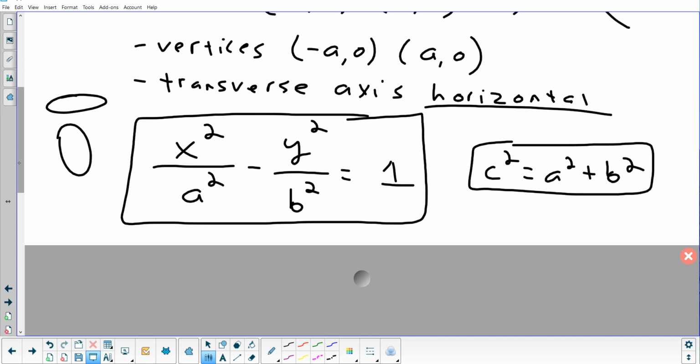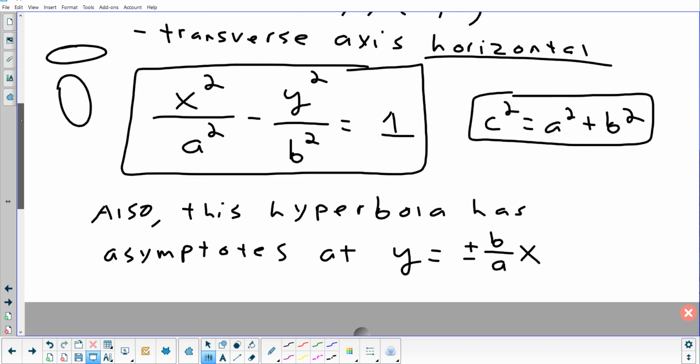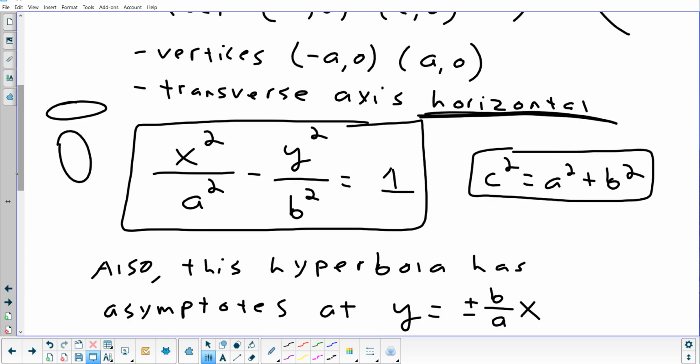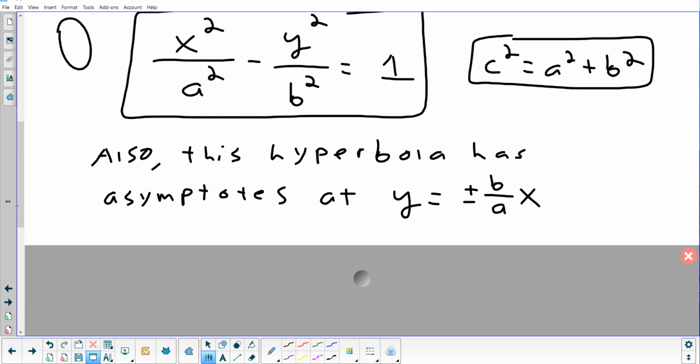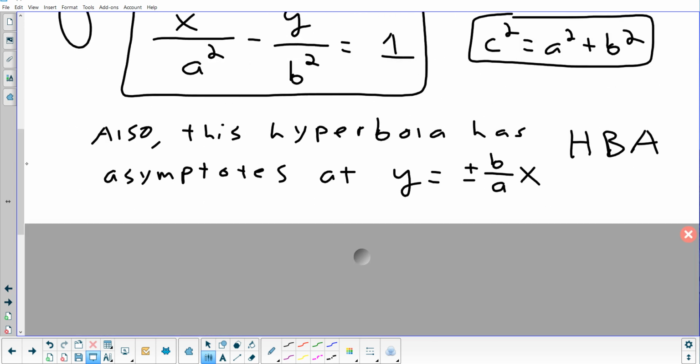It's a little bit different than an ellipse. And the other thing is the asymptotes. This is how you find the asymptotes when the transverse axis is horizontal. The asymptotes are lines, and the slope is plus or minus b over a. We haven't gone over the slope of the other asymptote, but the other one is going to be a over b. The way I remember whether it's b over a or a over b is HBA: horizontal is b over a. When it's vertical, the slope is going to be a over b. That's just how I remember it: vertical is a over b, horizontal is b over a.